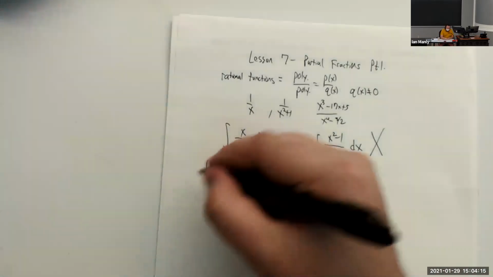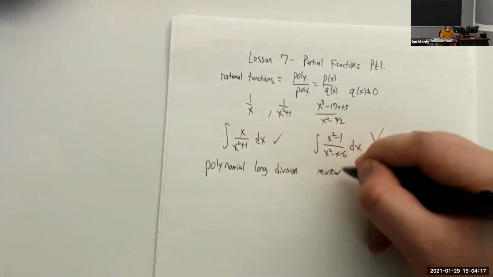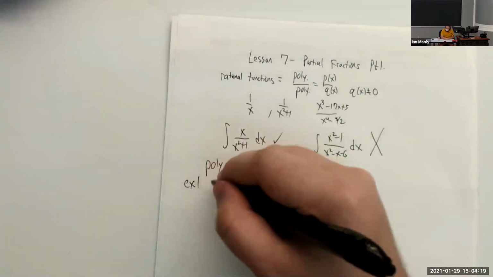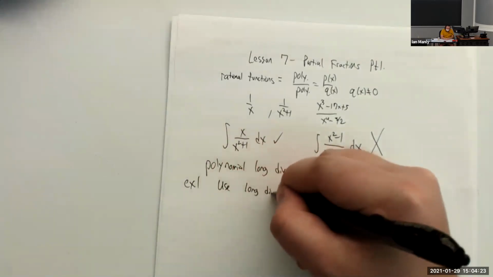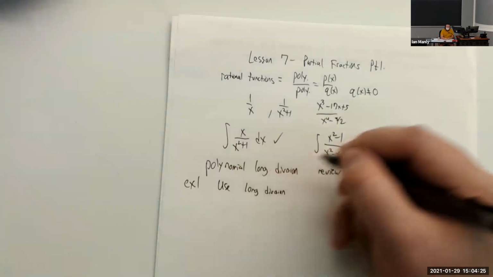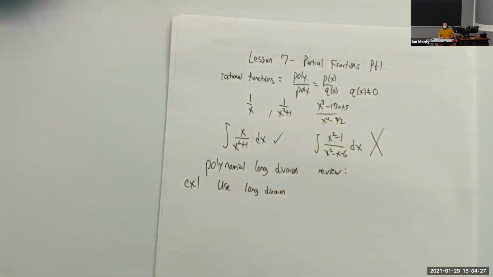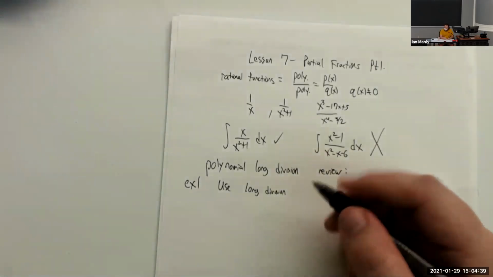So for example 1, this is a review. Use long division. And I really want you guys to practice long division. Synthetic division, that's also something you may have heard of. That's nice, but a lot of times we're going to be dividing by things like quadratics, and you can't really use synthetic division to do that. So I would get used to using just regular old long division.